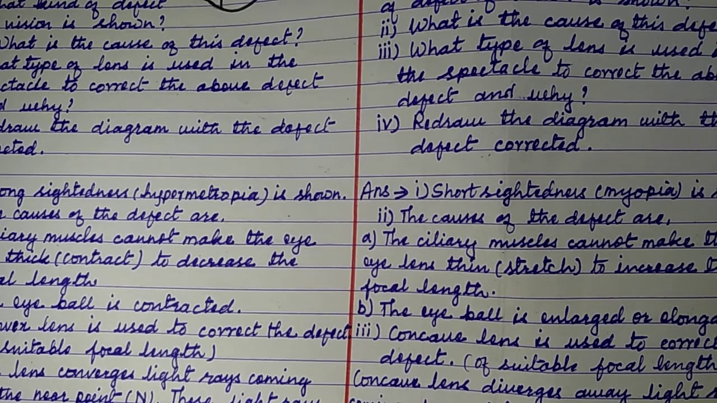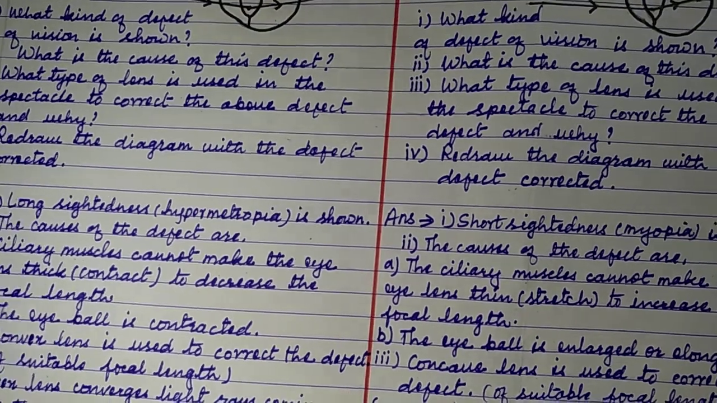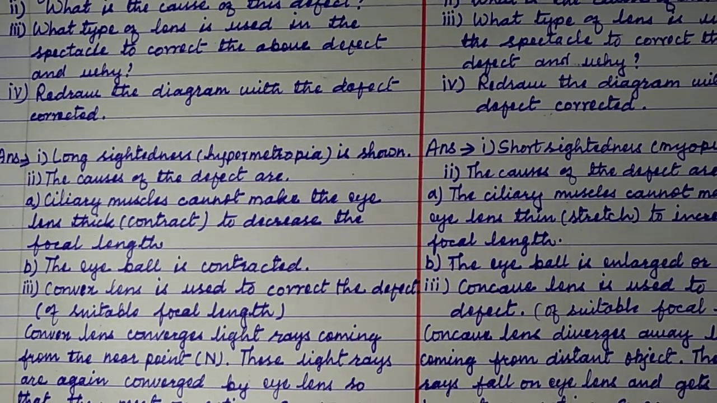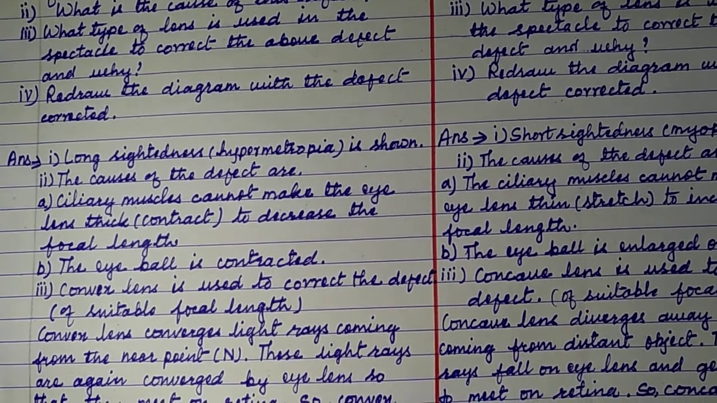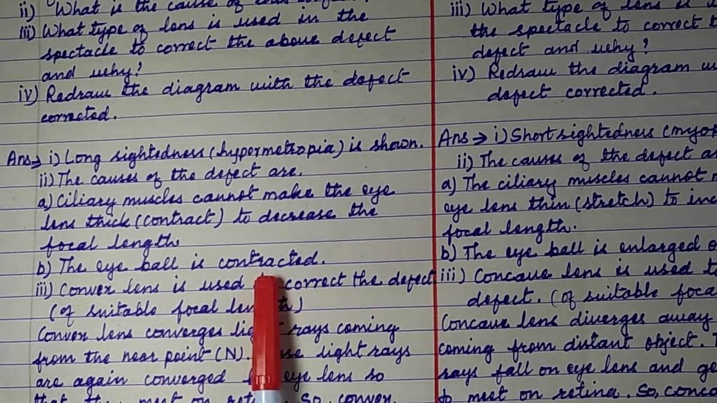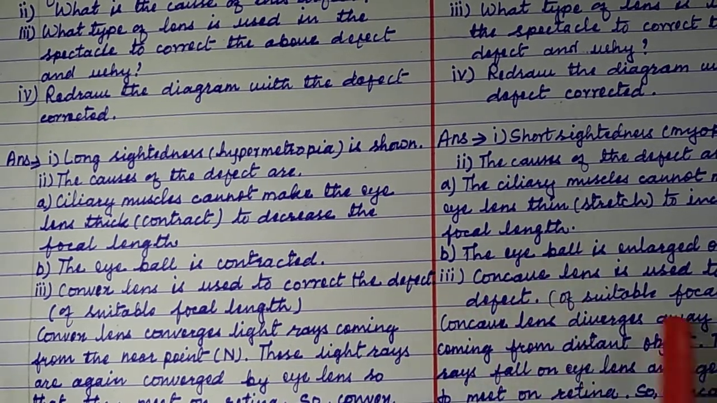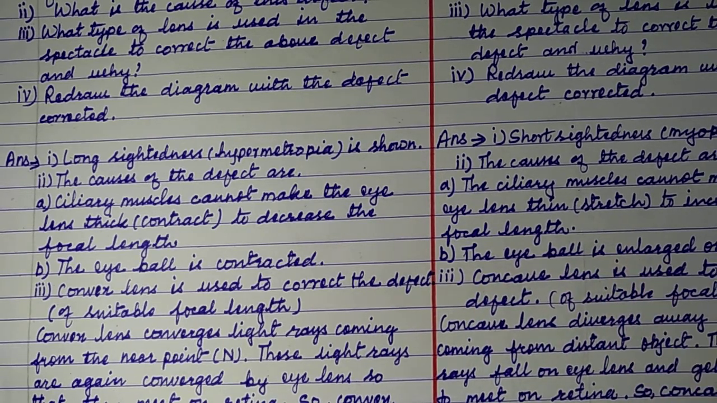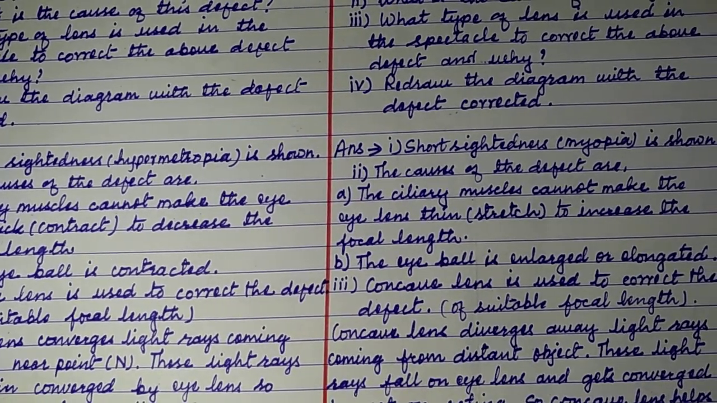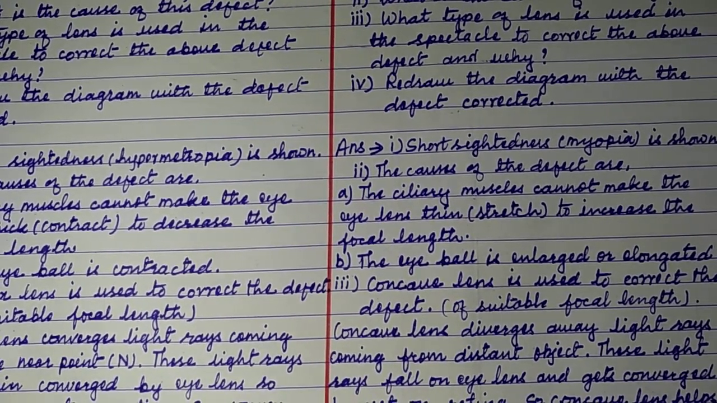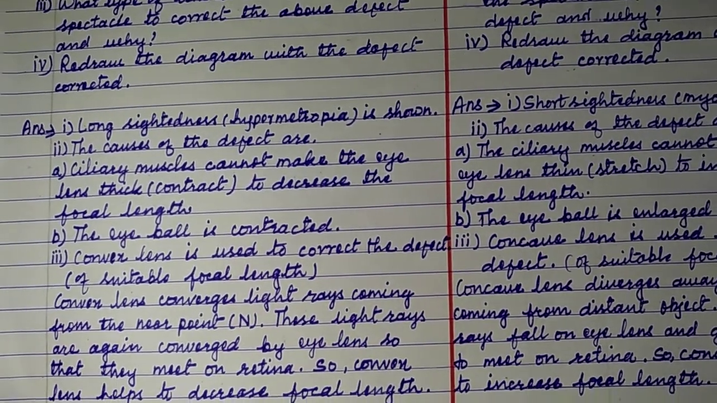And the next cause of the defect: for long-sightedness, the eyeball is contracted, due to some physiological reasons, meaning it is made smaller. Whereas in case of short-sightedness, the eyeball is enlarged or elongated, made longer or larger, due to some physiological conditions.